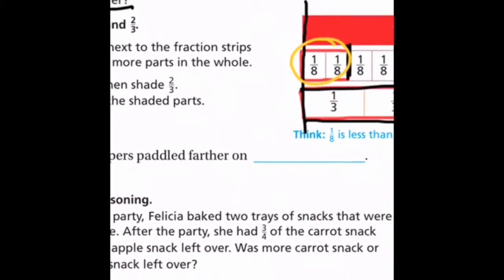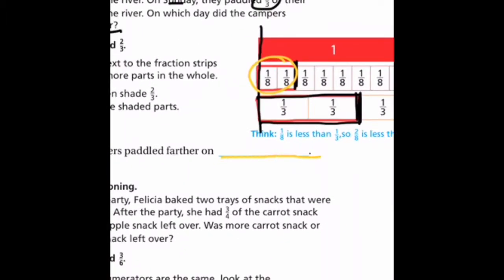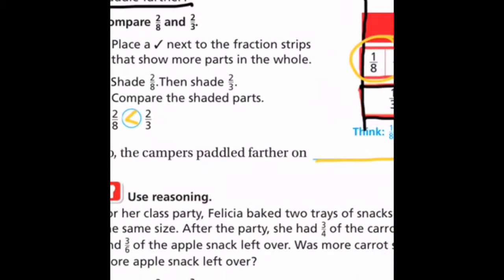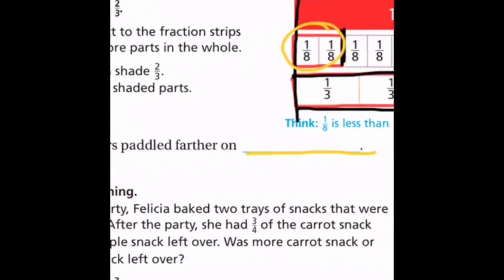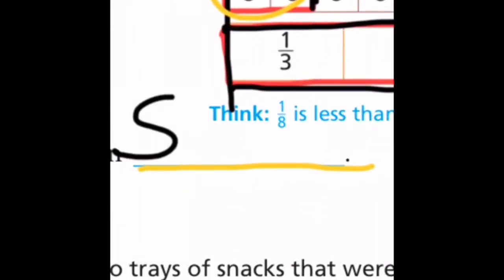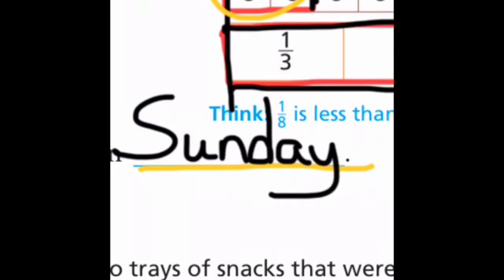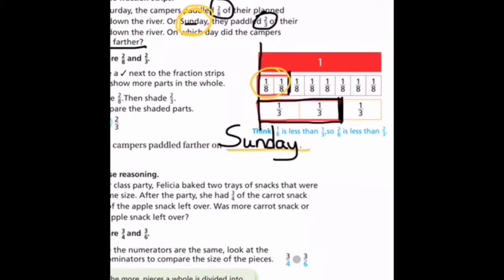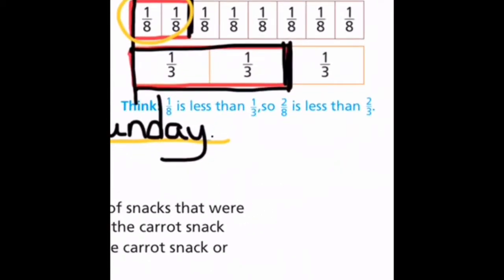So the campers paddled further on blank day. They paddled further on Sunday. So we'll write Sunday in here. Sunday, capital S-U-N-D-A-Y. Okay. Again, the 1/3 is broken into bigger pieces, because there are fewer of them, and they still have to take up the one whole spot.